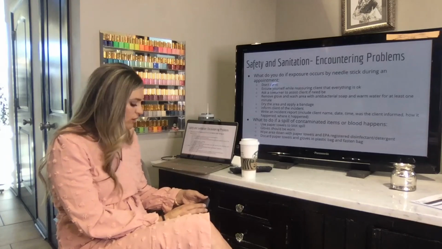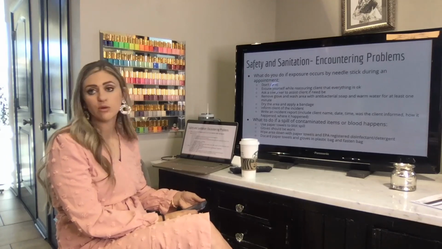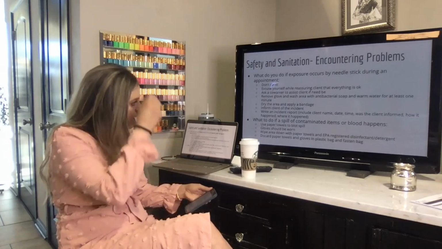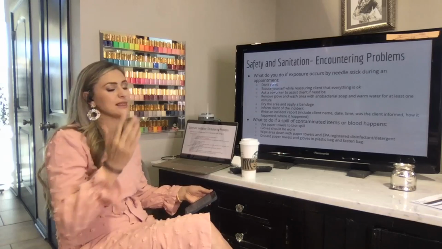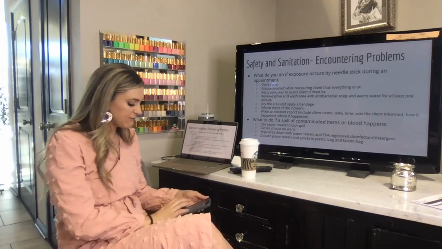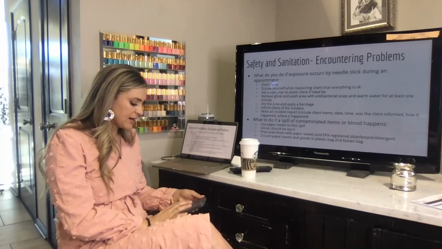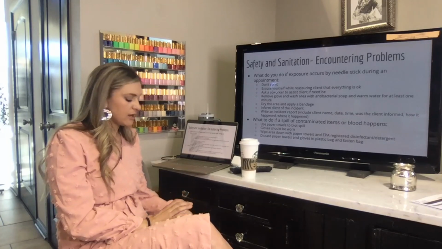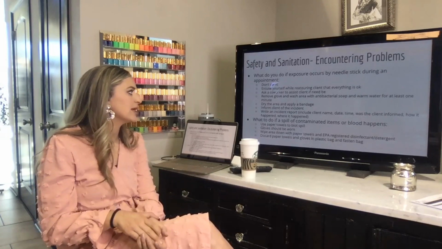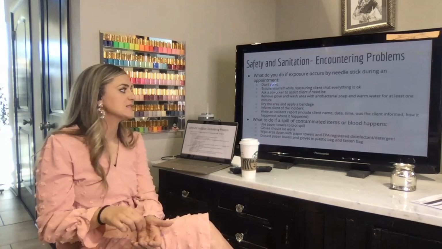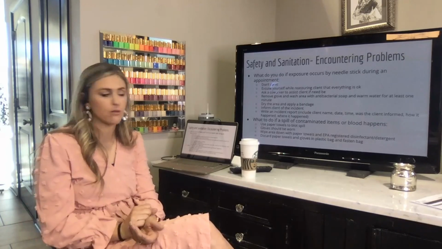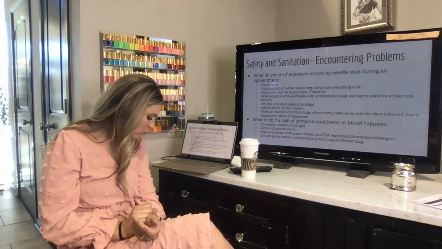Then you have to create an incident report. So you have to tell your client what happened. I think it's smart to have incident reports printed up already, but if you don't, you could simply write one out. So what has to be on the incident report? It has to have your client's name, the date, the time. Was the client informed? Simply a signature from them says that they were informed, how it happened, and where it happened.